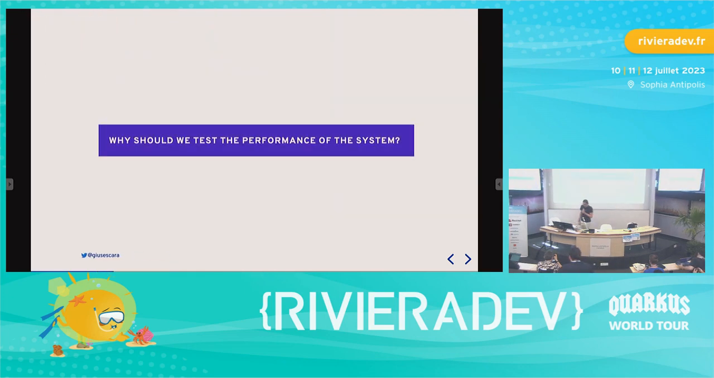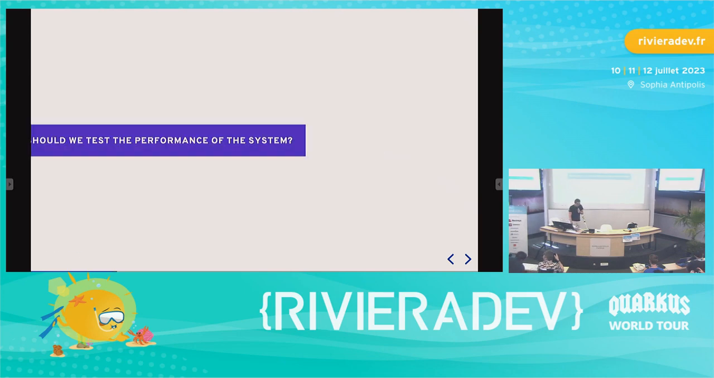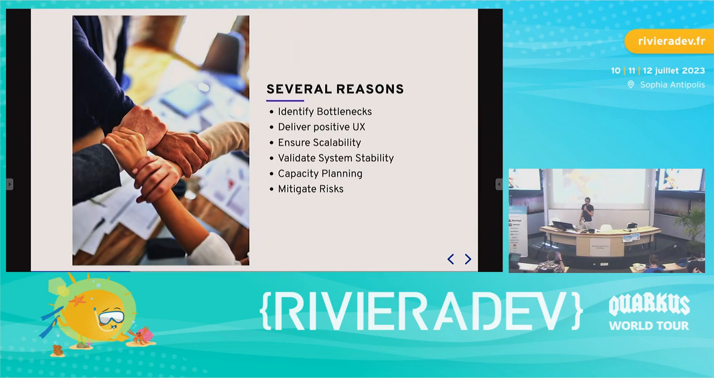And why should we test the performance of our system? Well, for several reasons: to identify bottlenecks, and to deliver a positive user experience. Let's imagine a website that takes too long to load. It can really frustrate the user. Also to ensure scalability, validate system stability, and capacity plan. But last but not least, to mitigate the risks.